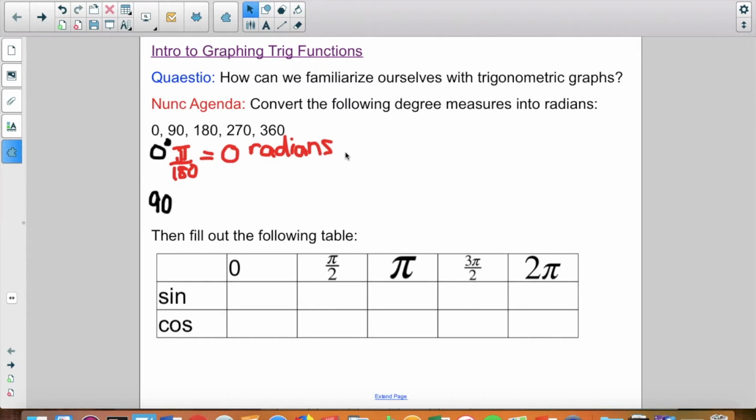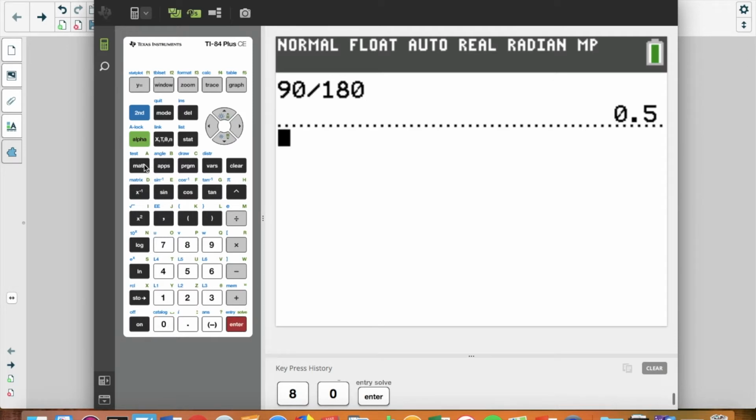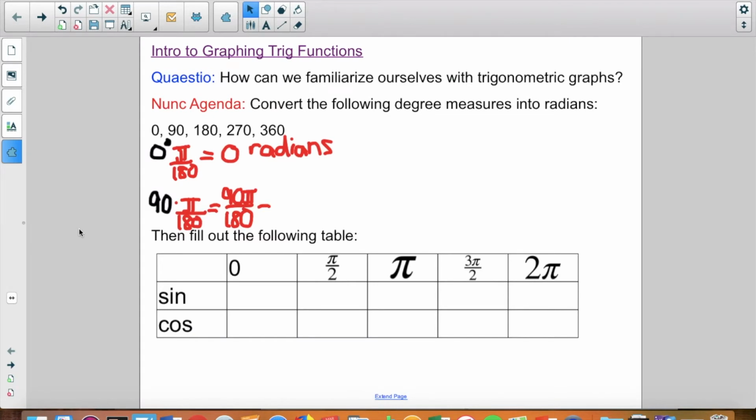Again, to convert into radians, we have to multiply this by pi over 180. When we do that, we get 90 pi over 180. We want to simplify that 90 over 180. If you can't simplify it, that's okay. You can use your calculator. 90 divided by 180, and we want it in fraction, so math frac. It becomes 1 over 2. So this is the same thing as saying pi over 2 radians.